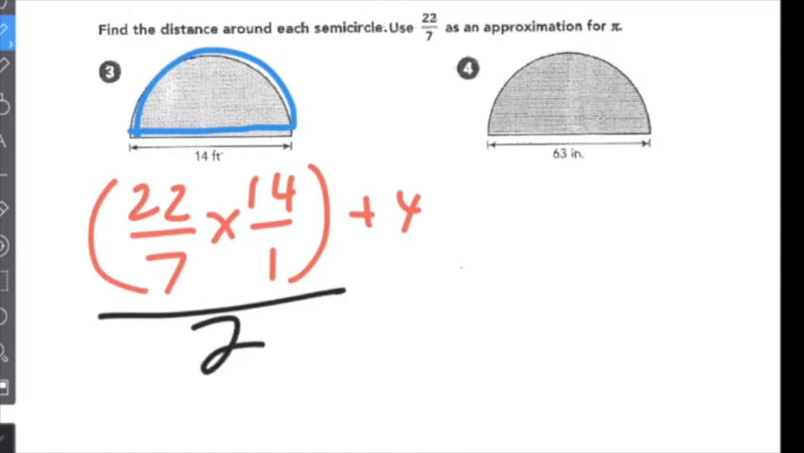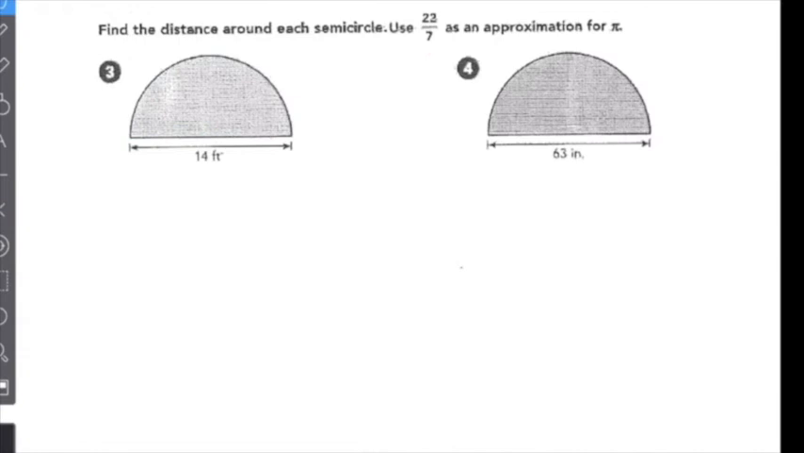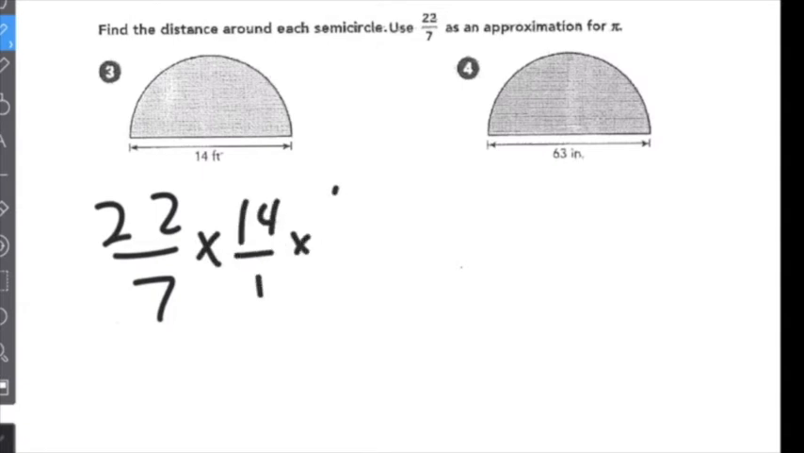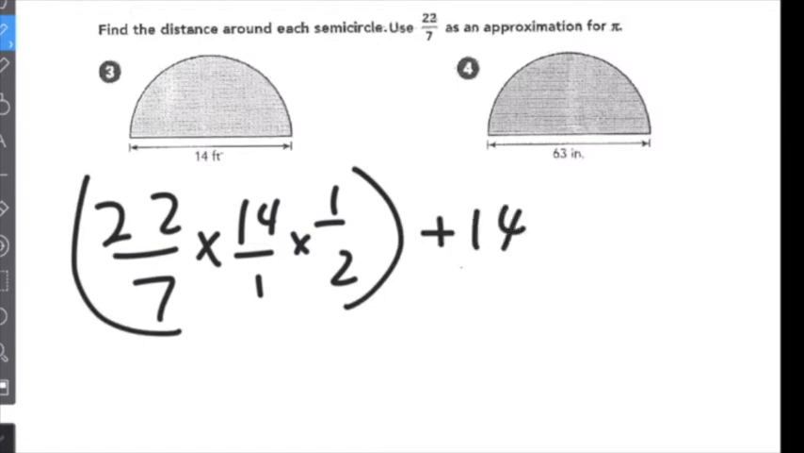So what I like to do is take 22 over 7 times 14 over 1 times 1/2, and then you're going to add the 14. So now I can simplify very easily. If I simplify, that'll be 2, this will be 1, so it's going to be 22 plus 14, which is 36 feet.